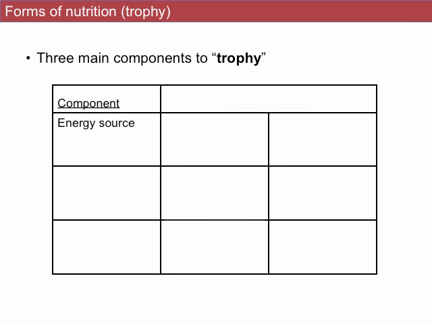So if we look at the different types of nutrition in different organisms, the main way we categorize this is by three components to the trophy. One of them is the source of energy. So what do organisms use as their source of energy for their daily life? What is their source of electrons?